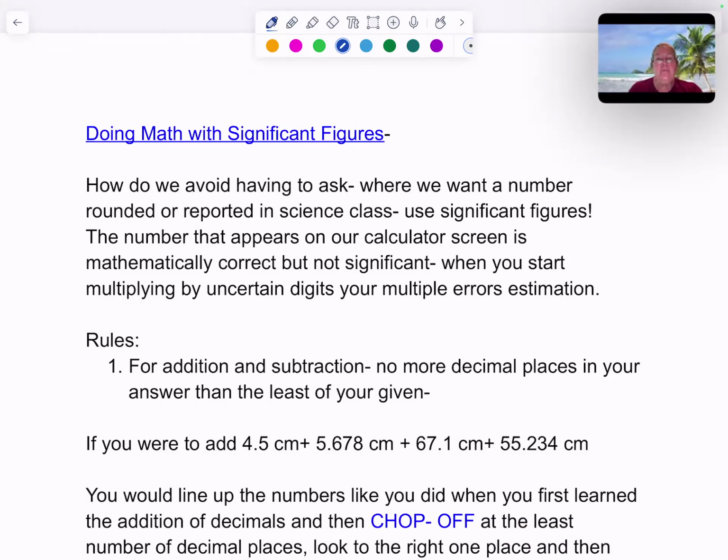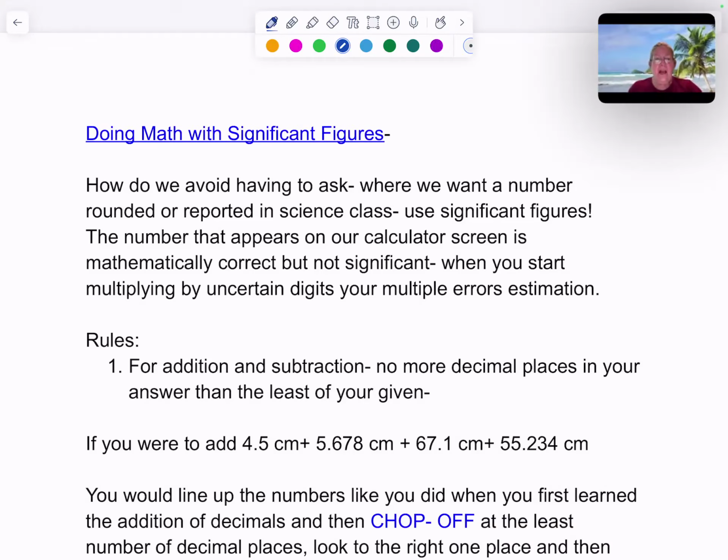When you start multiplying uncertain digits, you start multiplying your errors in estimation. So there's certain rules that a science student needs to follow. First, for addition or subtraction, no more decimal places in your answer than the least of your given.